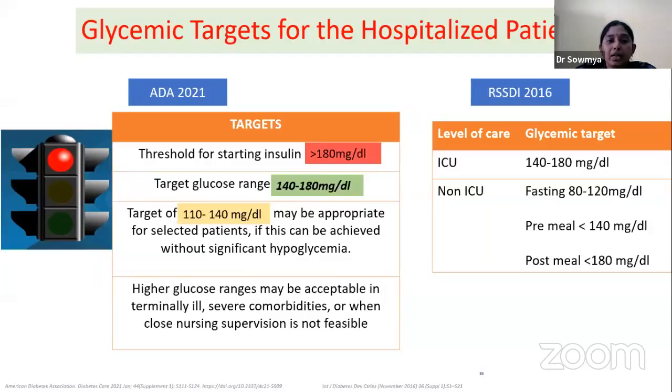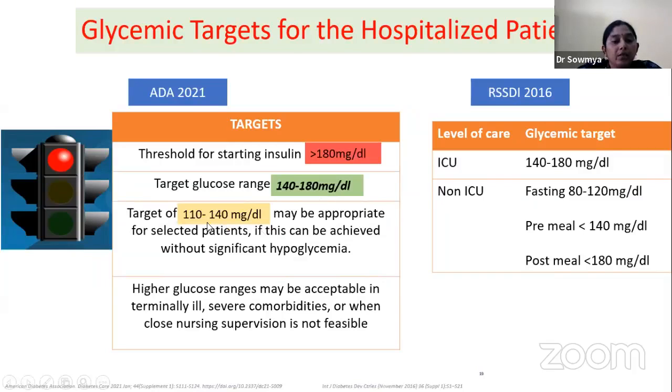The threshold for starting insulin is more than 180. So it is a red signal. You have to immediately start insulin. What is the target glucose range? It is 140 to 180. In some patients where we want tight glycemic control, the target can be 110 to 140. But in most situations, the target is 140 to 180.